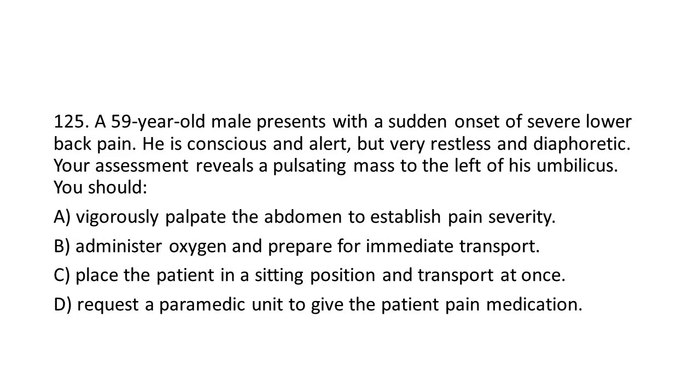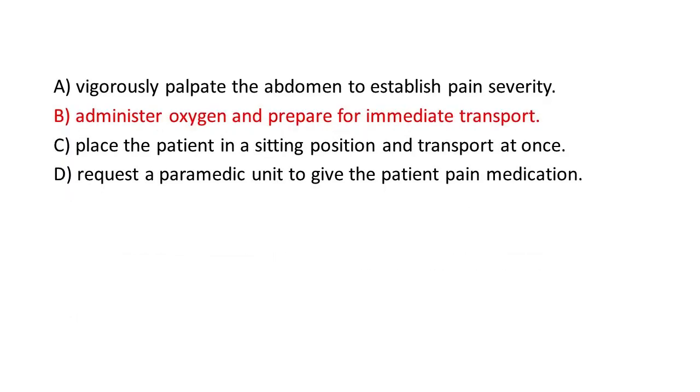125. A 59-year-old male presents with a sudden onset of severe lower back pain. He is conscious and alert, but very restless and diaphoretic. Your assessment reveals a pulsating mass to the left of his umbilicus. You should: A. Vigorously palpate the abdomen to establish pain severity. B. Administer oxygen and prepare for immediate transport. C. Place the patient in a sitting position and transport at once. D. Request a paramedic unit to give the patient pain medication. The answer is B. Administer oxygen and prepare for immediate transport.